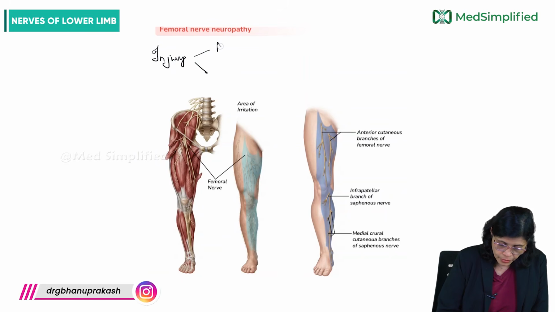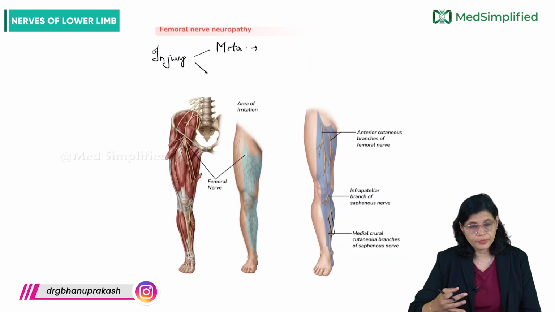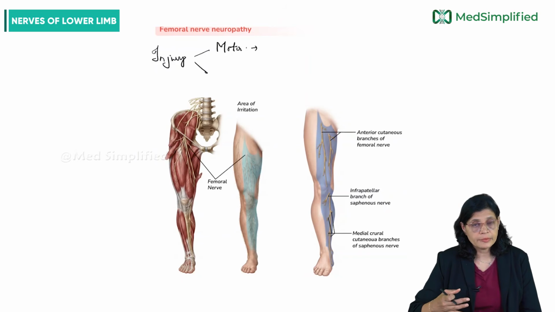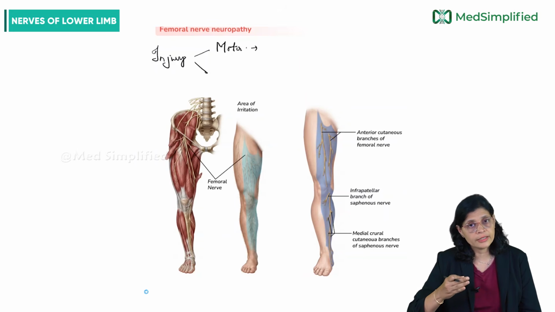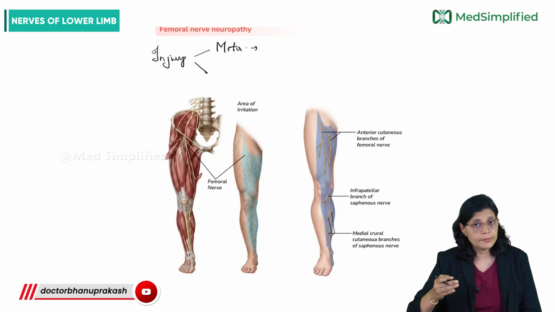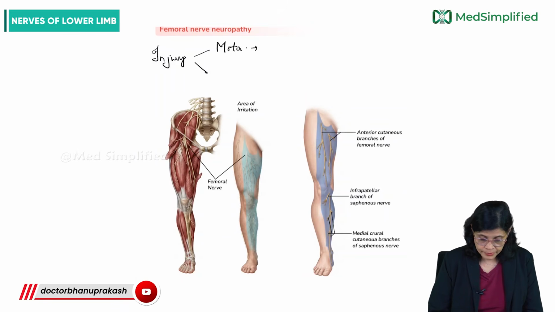we have the motor loss. So here motor loss will be weak flexion of the thigh, that is mainly due to the supply to iliacus as well as the sartorius muscle. So sartorius muscle and iliacus are supplied by the femoral nerve. Sartorius is supplied by the anterior division and the branch to iliacus is given in the pelvis. So since these two muscles will be affected, there will be weak flexion of the thigh.